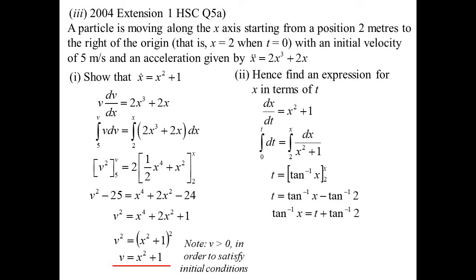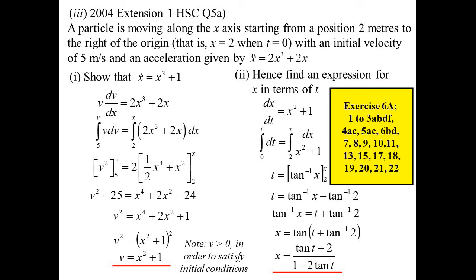We're trying to make x the subject. So inverse tan of x is t plus inverse tan of 2. Then x is tan of t plus inverse tan of 2. Mere mortal answer. We can do better than that. Tan plus tan on 1 minus tan tan. We get tan t plus 2 over 1 minus 2 tan t. All right. Whoa, that was a heck of a lot.